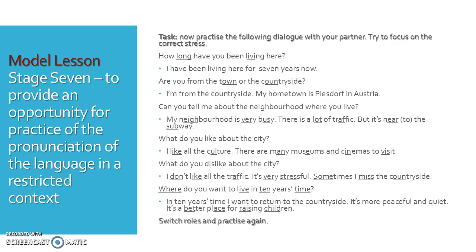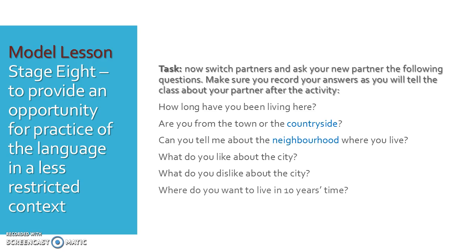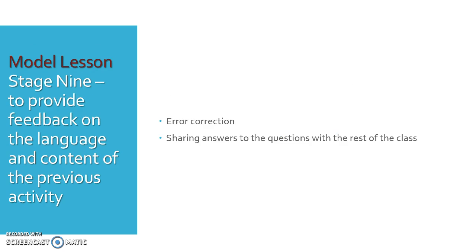So all this is building up to the freer practice activity, which would be for students to switch partners and ask the new partner the following questions. Also tell them to record their partner's answers, as they will tell the class about their partner after the activity. This again is a chance for them to retry and to use the structures and hopefully use them this time correctly and to consolidate their learning. In feedback on this activity, you could do some additional error correction and get learners to share the answers to their partner's questions with the rest of the class, again reinforcing what they've learned.